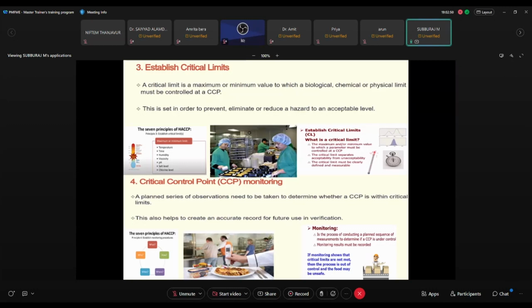This is the temperature level. It shouldn't go beyond that, right? Then we have to monitor this. So we establish the critical limit, and then we have to monitor it. How can we monitor? Monitoring sometimes means you see an immediate reading. For example, if you go to some hotels, the chef always has a temperature monitoring device. He always keeps it in his pocket.